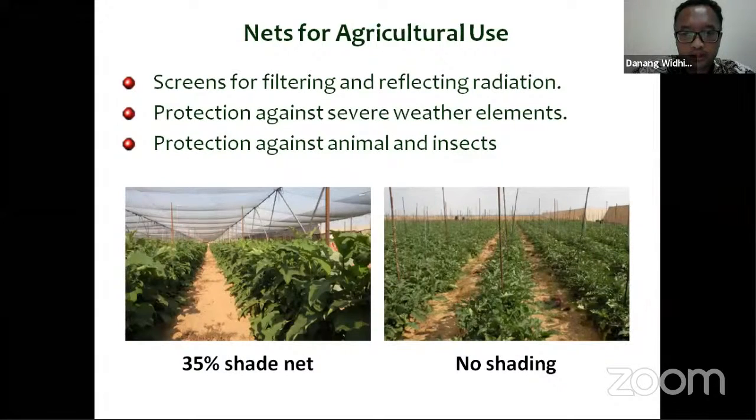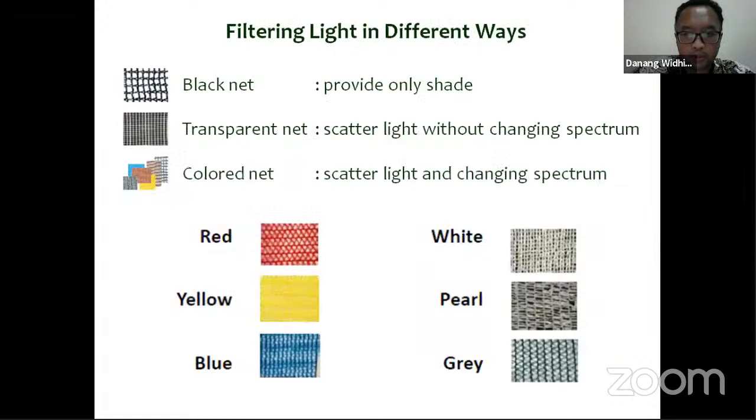Jadi screen atau shading net ini akan menyaring dan memantulkan radiasi, selain juga bisa berfungsi untuk mengurangi tekanan lingkungan akibat iklim yang tidak cukup baik, serta proteksi terhadap serangga hama. Ada beberapa warna yang bisa menjadi pilihan dan ini juga memiliki pengaruh yang berbeda terhadap tanaman. Spektrum warnanya berbeda, ini akan menyebabkan pengaruh yang berbeda terhadap pertumbuhan tanaman juga. Mungkin ini bisa jadi satu hal yang bisa kita pelajari sama-sama dan kita manfaatkan.